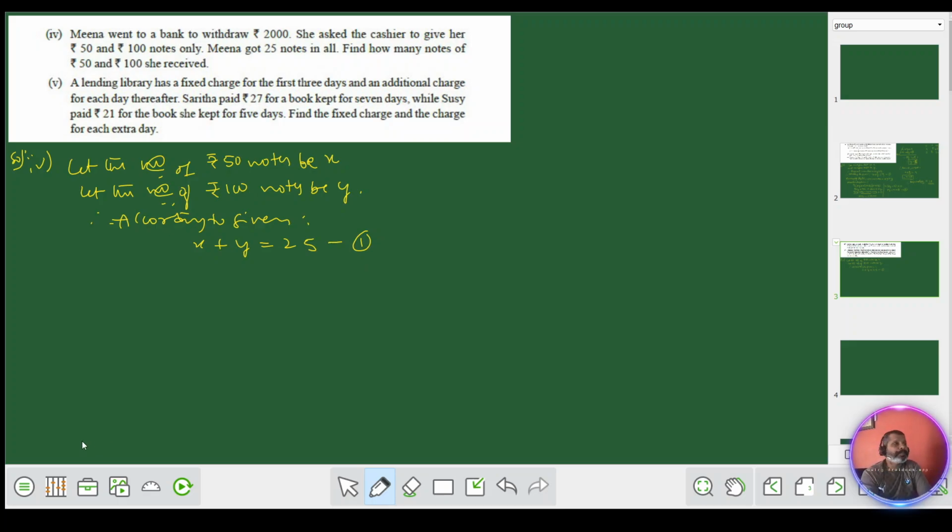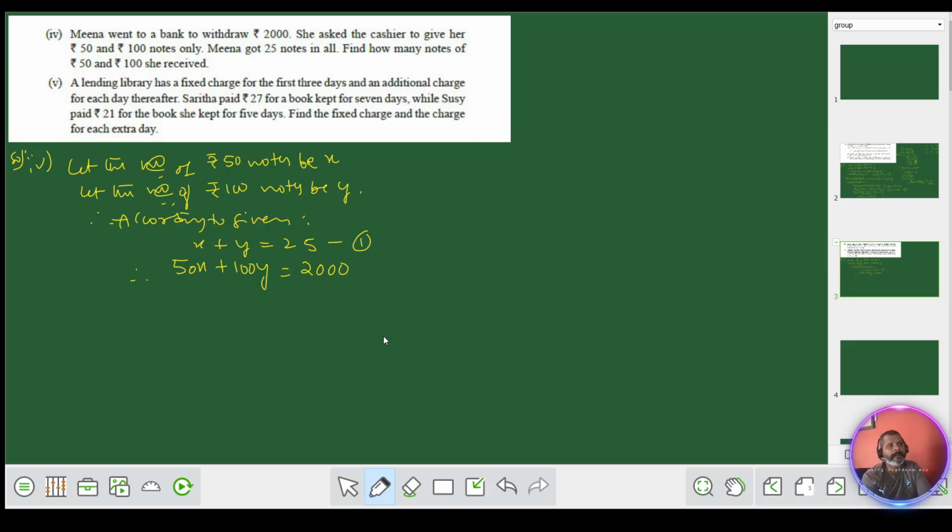Now see, x is how much? 50 rupees note it is. Y is 100 rupees note. What is the amount she withdrew? 2000 rupees. Just like we saw the place value for a digit, like that x into 50 and y into 100 together should add up to 2000 rupees, right? Therefore 50x plus 100y should add up to 2000 rupees.